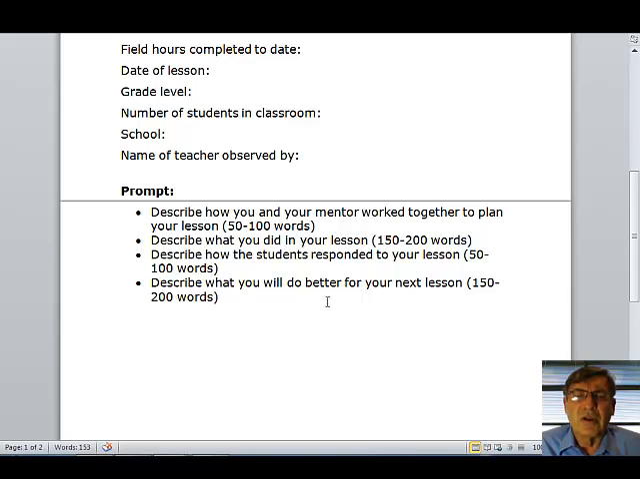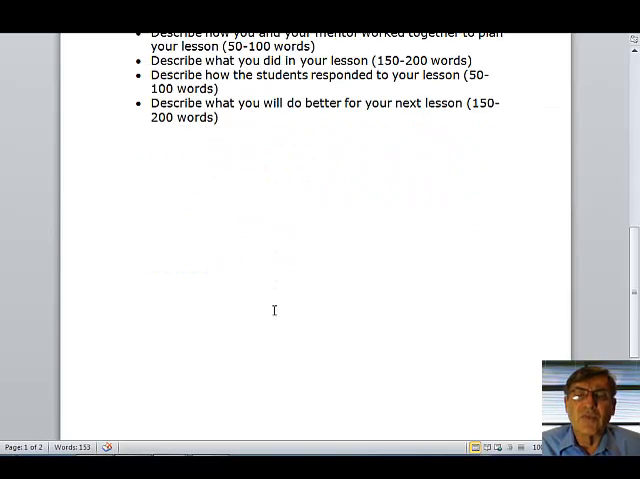Now here comes the hard part. Describe what you will do better for your next lesson, 150 to 200 words. This is the key, or this is the primary purpose of the lesson. The other 3 paragraphs are setting you up to coming to this paragraph because this is the most important. Teachers in Texas, especially beginning teachers, are supposed to be reflective and they're supposed to be learning from day to day and improving and have plans for improving.